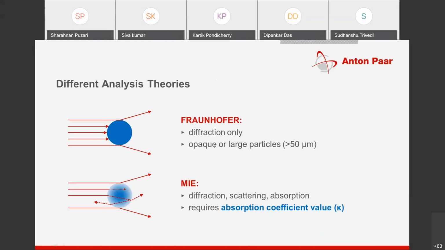So now, if you don't know anything about your particles' diffraction behavior, people used to select Fraunhofer, and if you know the particle scattering behavior, then people used to select Mie theory. Both theories are available in any particle size analyzer. So these are the two optical theories which are available. One says particles are opaque, and one says no, it is not like that.